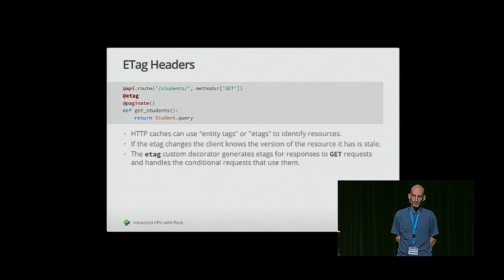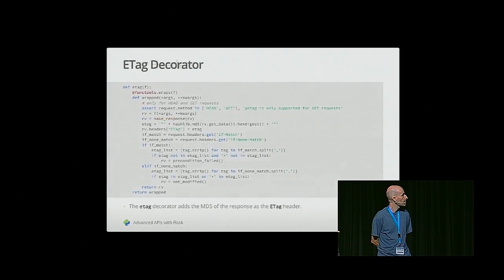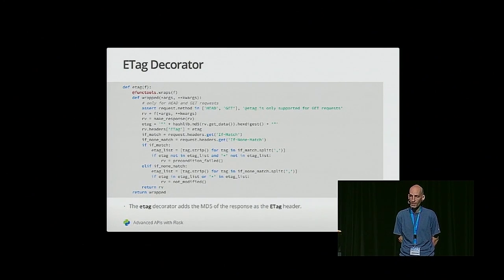The client caches the response, and it remembers the tag, and then it can ask the server if that tag is still valid. So this is the implementation. This is the last one, so I'm almost done. I'm not going to go into detail, but if you understand how the HTTP conditional requests work, this is the if-match and if-none-match headers in the request, then this is hopefully going to be very simple for you to understand.